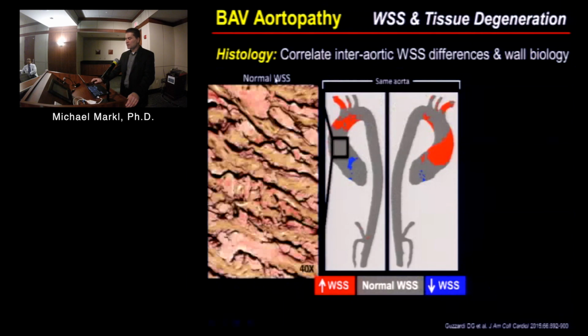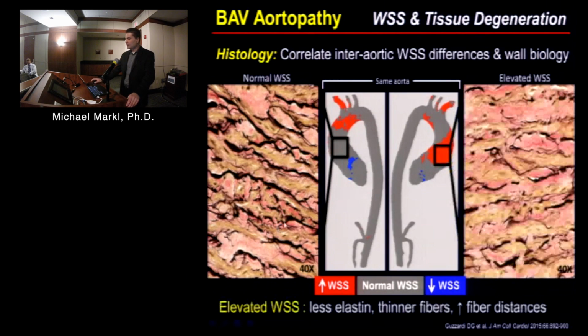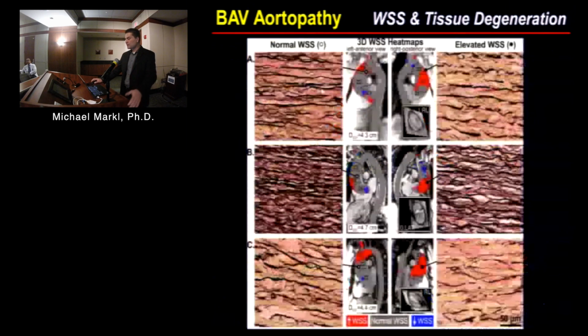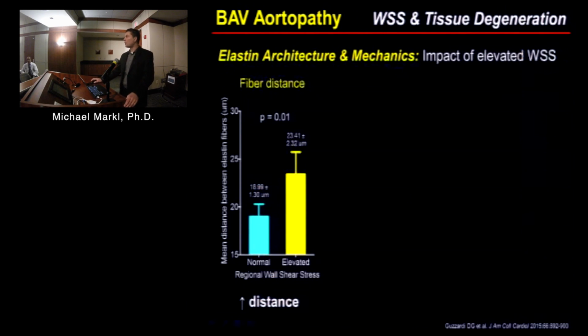So this is one example of a patient, tissue taken from a wall shear stress normal area. You can see the elastin fibers here, and this is a region with elevated shear stress. You can see it's more disintegrated, less elastin, thinner fibers, greater interfiber distances, which is indicative of a disrupted aortic wall. This was similar for a different patient, just showing 3 patients here, regions with normal shear stress and elevated shear stress. They all look different, but if you compare left to right, the fiber distances increase. It appears more disorganized.